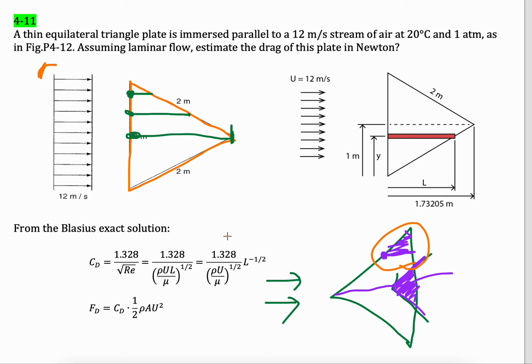Because we don't know the velocity profile, we just use the Blasius exact solution, because the question assumes a laminar boundary layer. From the Blasius exact solution, we know that CD is equal to this equation. And then we can calculate the value of the drag force by using this equation.